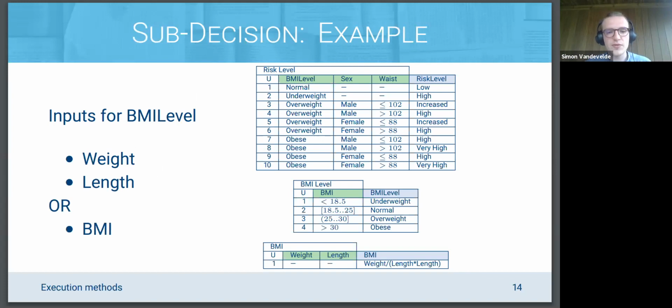So where my inputs for BMI level could be weight and length, but at the same time, maybe I already know my BMI because I only calculated it yesterday for whatever reason. So it might also be interesting to be able to input the BMI directly, right? And so instead of having to create a new model to do all of these things, we can just reuse the same model, reason on sub-decisions. And there's actually a lot of solvers that support this, because a lot of solvers allow you to reason on 1 table at a time, and then you do the rest yourself.